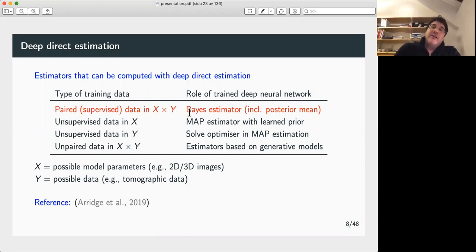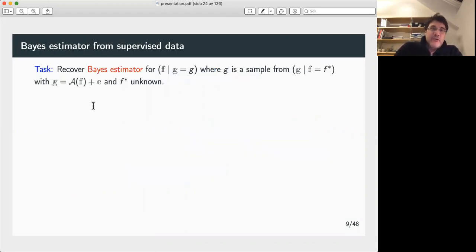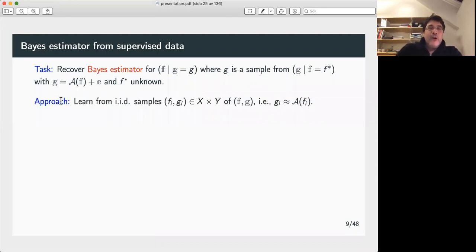Then you could essentially use machine learning or deep learning to approximate Bayes estimators, which in particular include, for example, the posterior mean. So how do we do that? If our task is now to recover a Bayes estimator, I'm going to explain what a Bayes estimator is in a second. So the task is now to recover a Bayes estimator. And we're going to learn this, right?